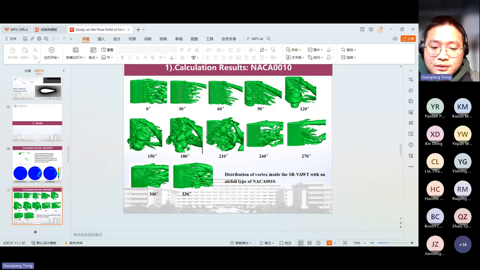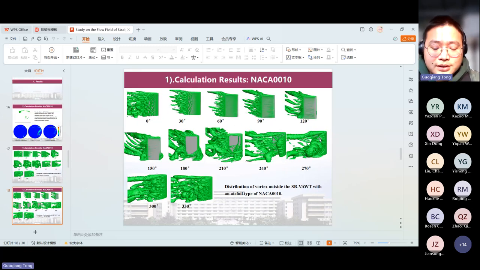When the angle increases to 240 degrees, the tip flow turns completely to the outside, and most of the vortices on the blade surface are detached. Due to the small angle of attack at this time, no more vortices are produced. When the angle shifts from 270 to 330 degrees, the flow state at this time is similar to that from 0 to 60 degrees.